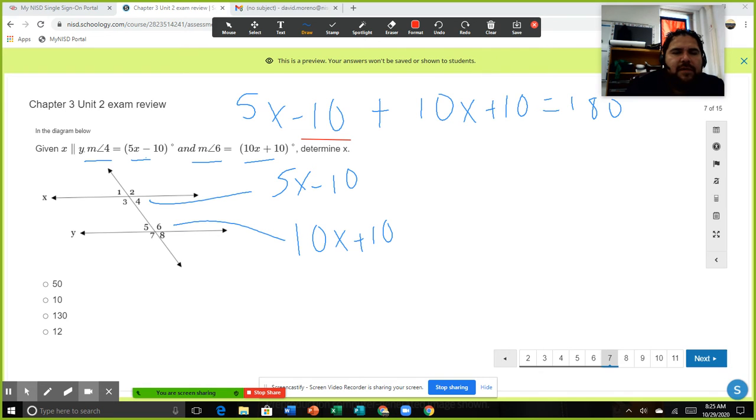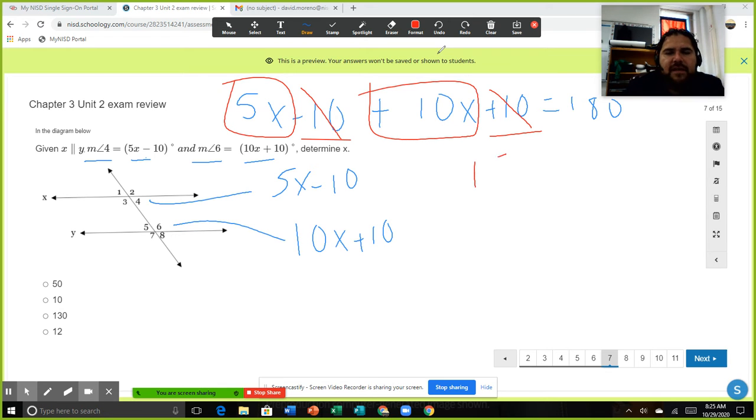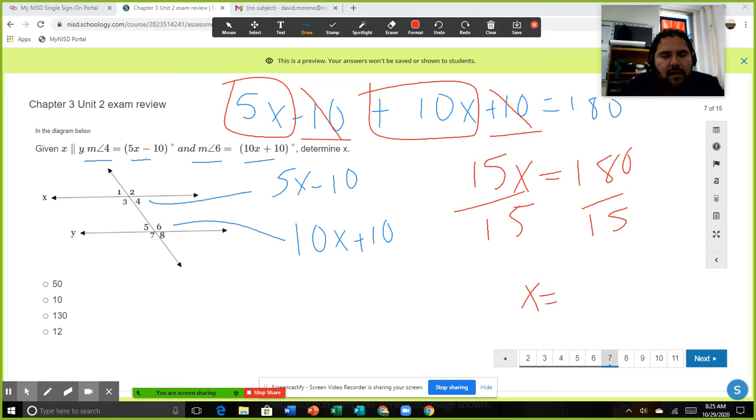All right, now we start solving for x. Combining my like terms, minus 10 plus 10. Guess what? Those cancel. 5x and plus 10x gives me 15x. 15x equals 180. Divide both sides by 15. And I believe x is, what is this? 180 divided by 15. Let's use my calculator, right?